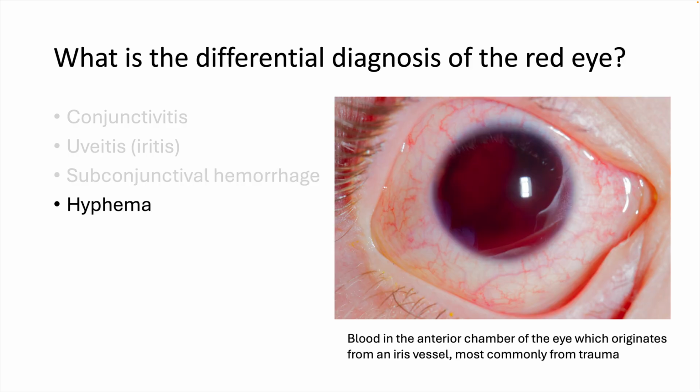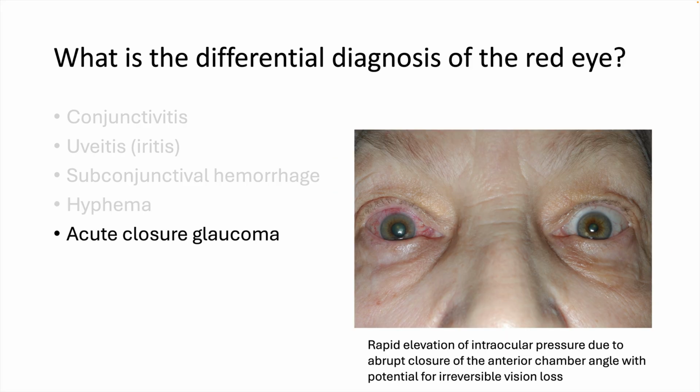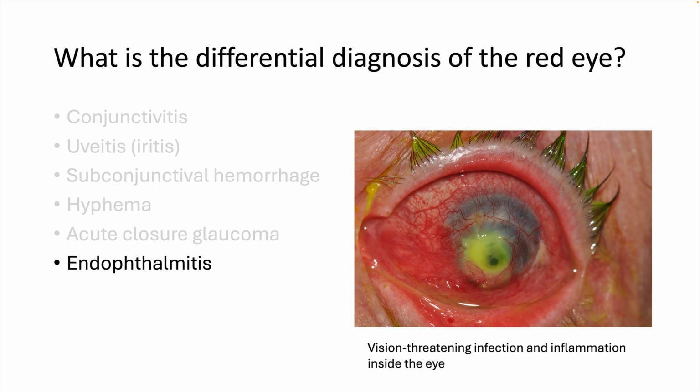A hyphema is defined as blood in the anterior chamber of the eye, which originates from an iris vessel, most commonly from trauma. Acute closure glaucoma is a rapid elevation of intraocular pressure due to abrupt closure of the anterior chamber angle with potential for irreversible vision loss. Endophthalmitis is a vision-threatening infection and inflammation of the internal structures of the globe.